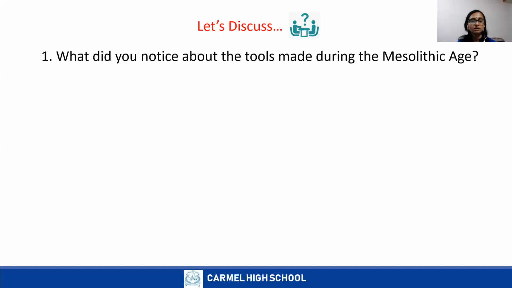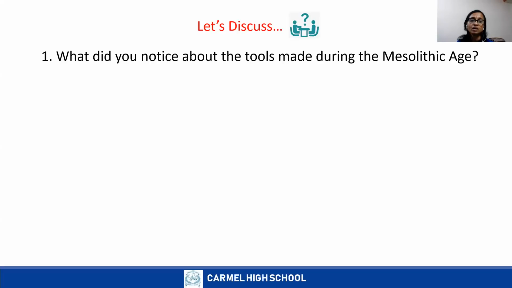You can say that in the Mesolithic age, the stone tools were removed from the stone using the fluted core technique. The blades removed using this technique were very small, so they were called microliths. In the keywords you have learned that microlith means small tool. So these are small stone tools, blade-like things. They removed them from the stone using the fluted core technique, and these blades were very small, so they were called microliths.